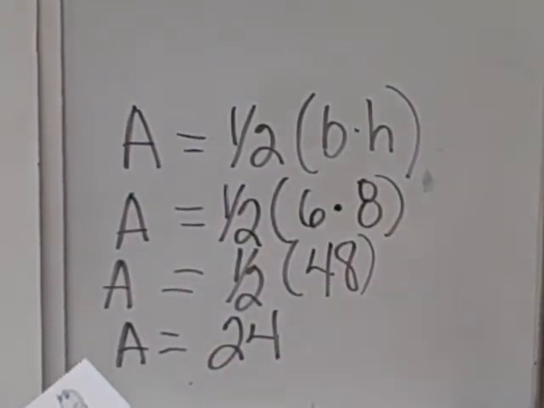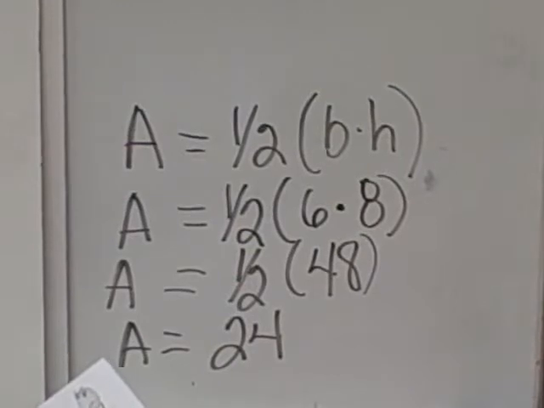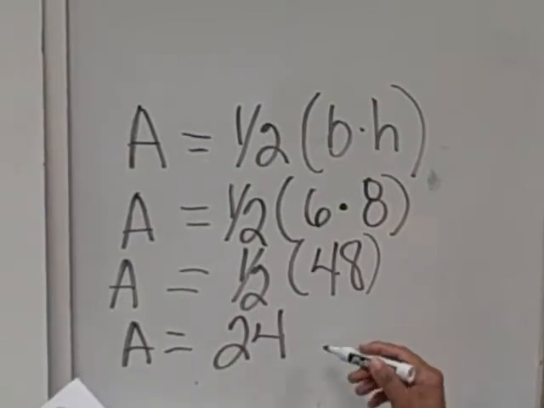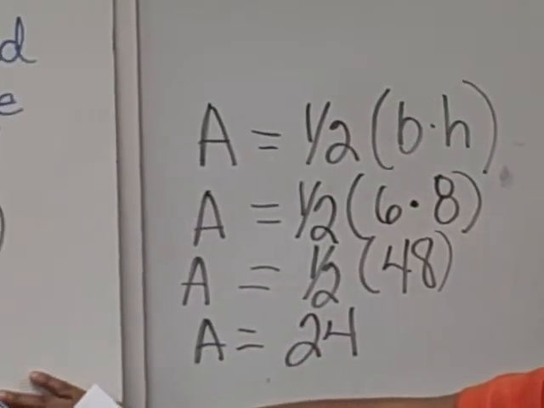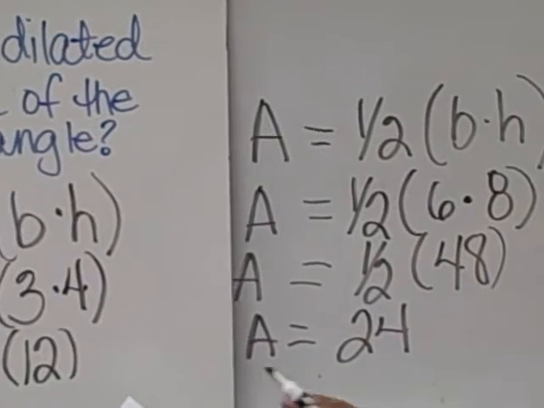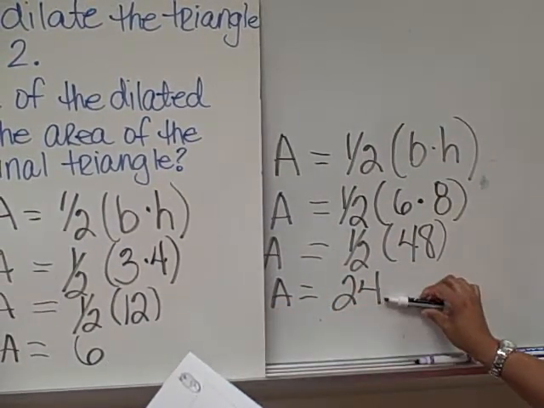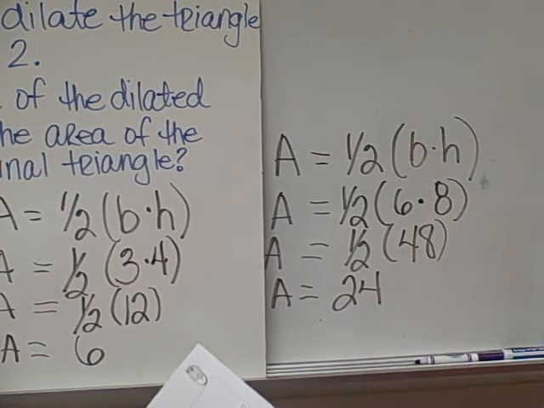The question asks again, how would the area of the dilated triangle compare to the area of the original? As you can see, we see here that it is 4 times greater. It went from 6 to 24. So your answer is B.